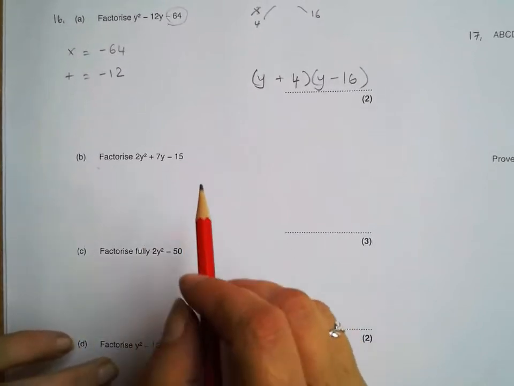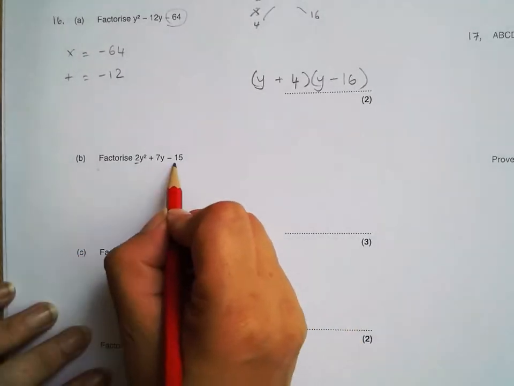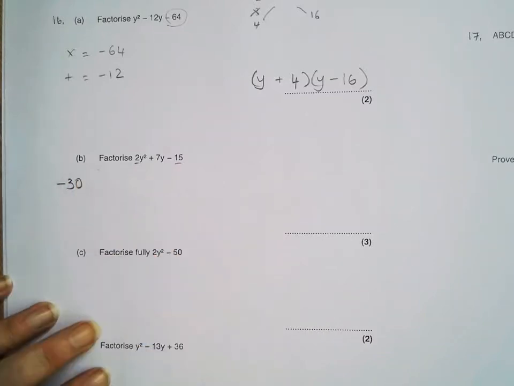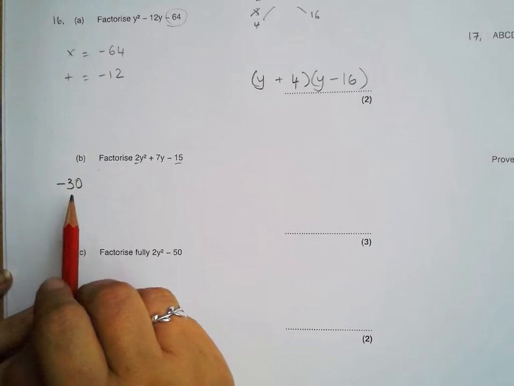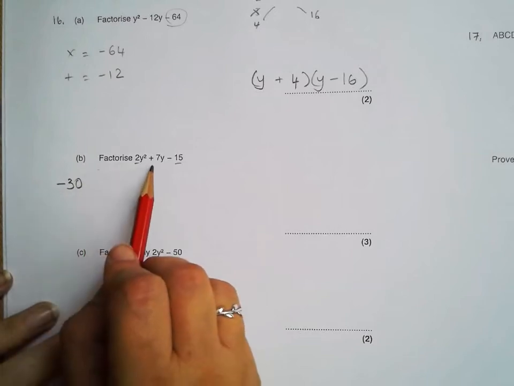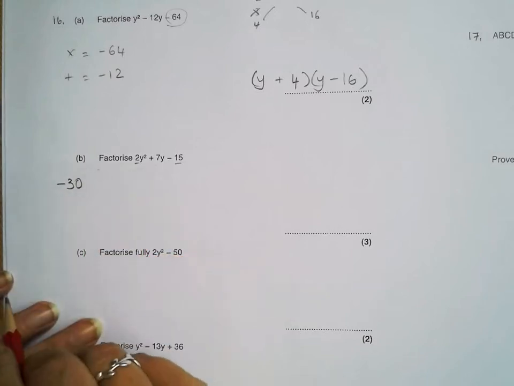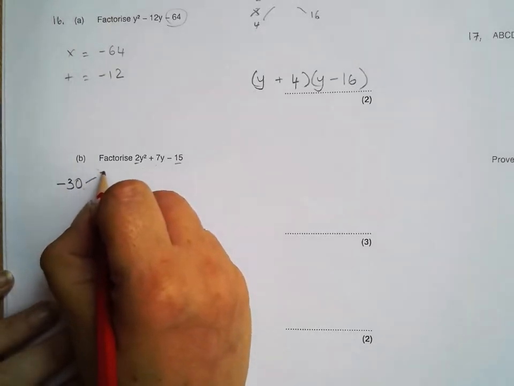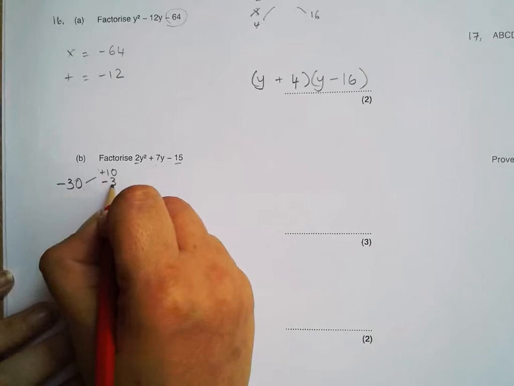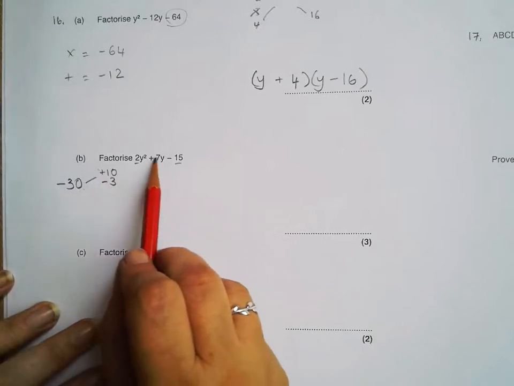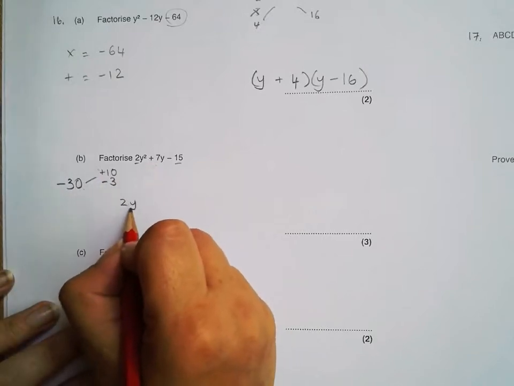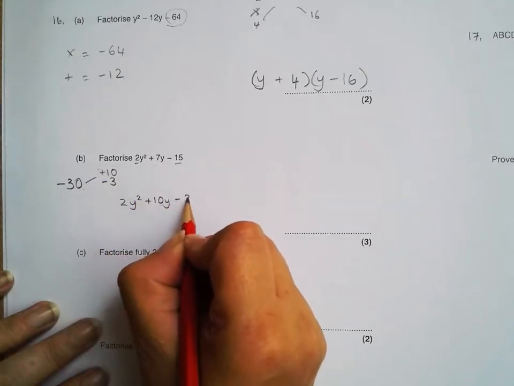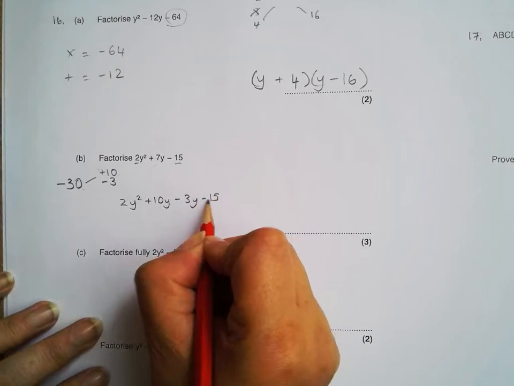Question B was a squiggles one, so I start by doing 2 times minus 15, and that means I'm looking for numbers that multiply to make minus 30 and add to make plus 7. So those two numbers are going to be a plus 10 and a minus 3. They will give me that positive 7 in there. So I'm then going to have 2y squared plus 10y minus 3y minus 15.